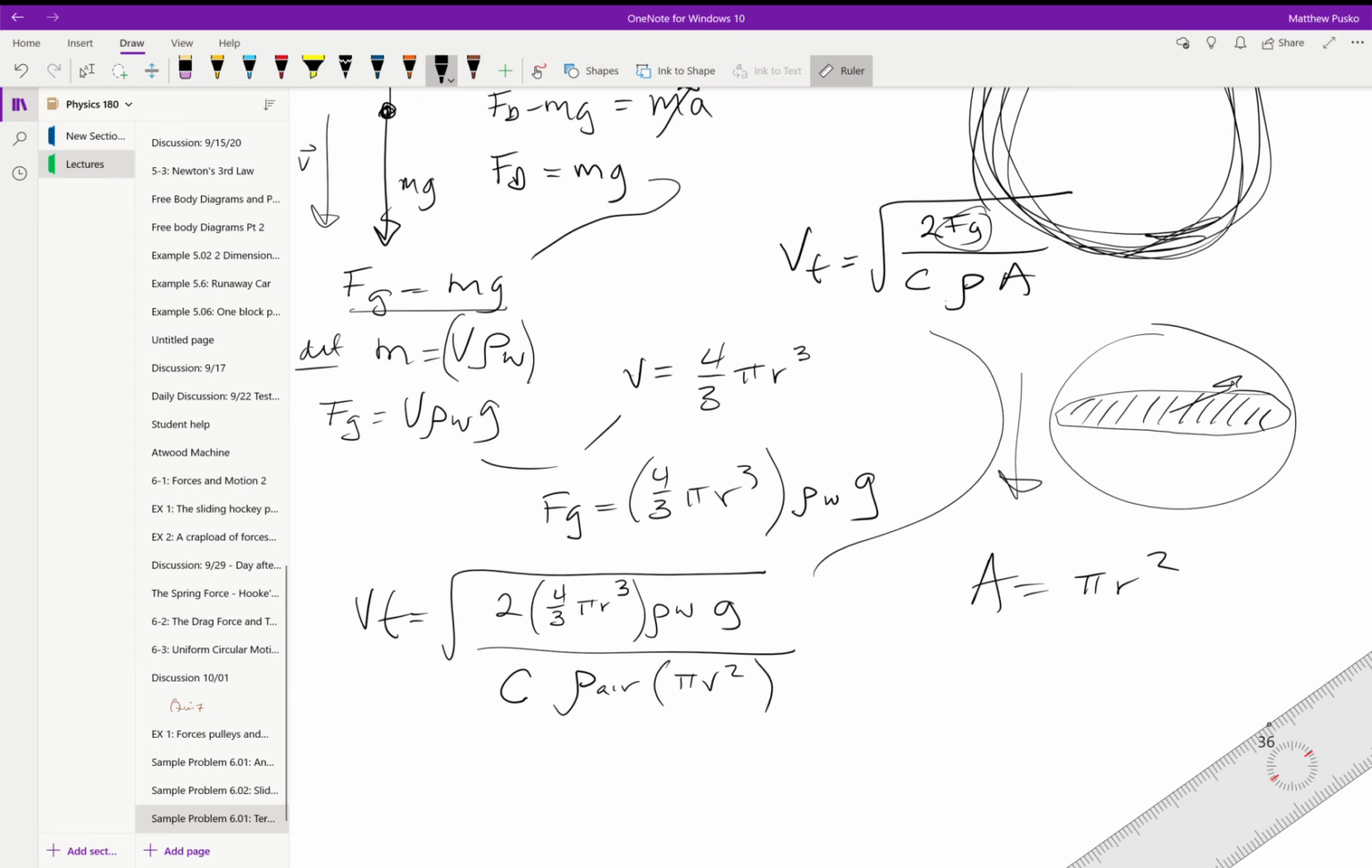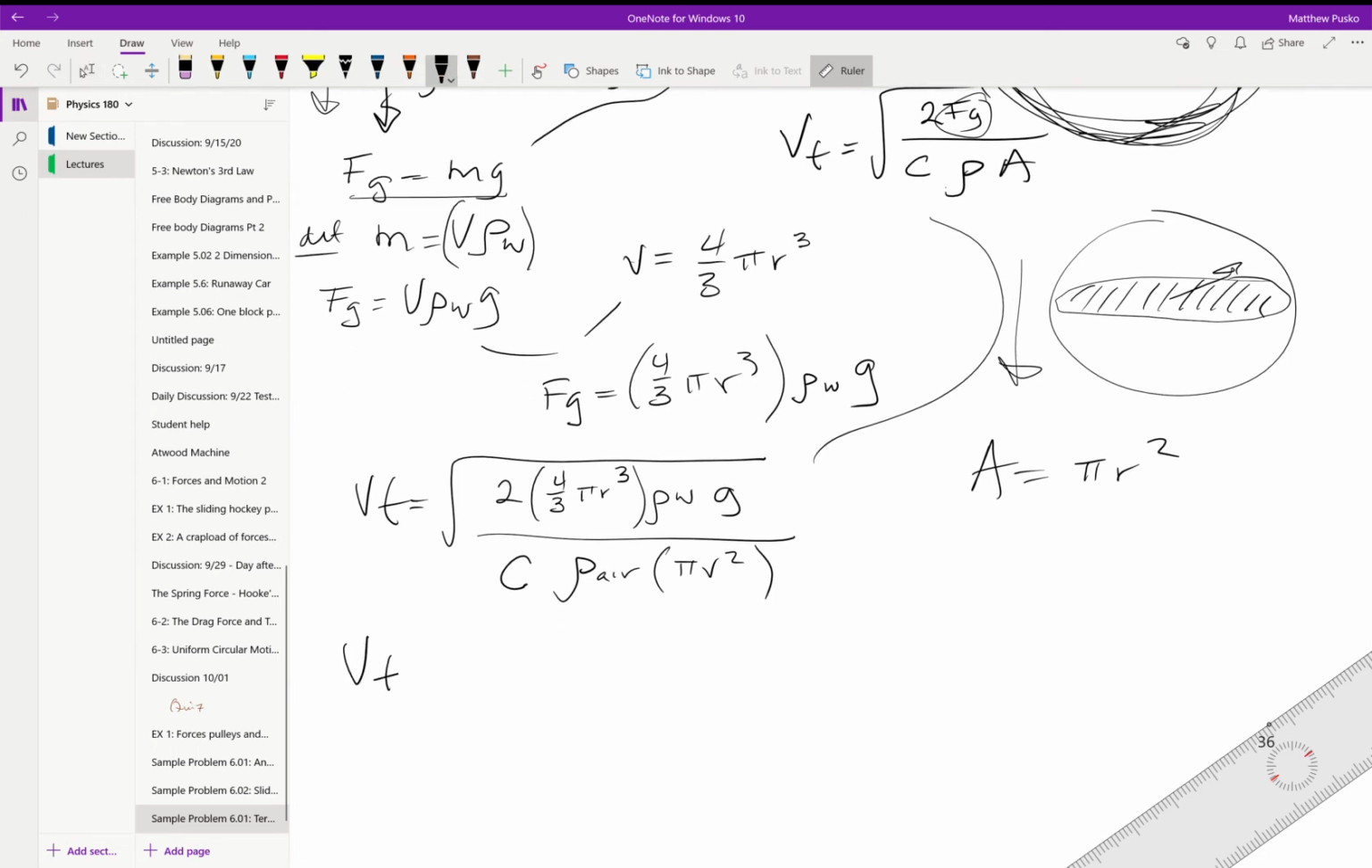And we can do a little bit of simplification. It'll give us the square root of 8 times the radius times rho water times gravity, all divided by 3 times the coefficient of drag times rho of air. That would give us our terminal velocity, our terminal speed. In this case, it comes out to 7.4 meters per second. Not very fast.